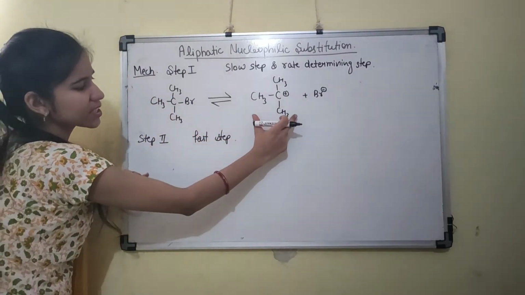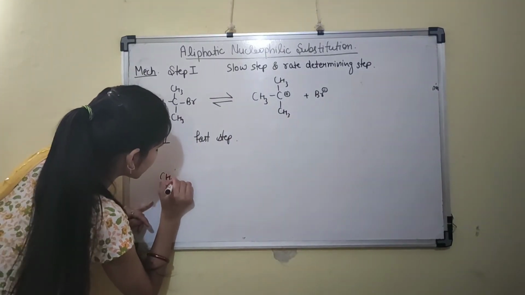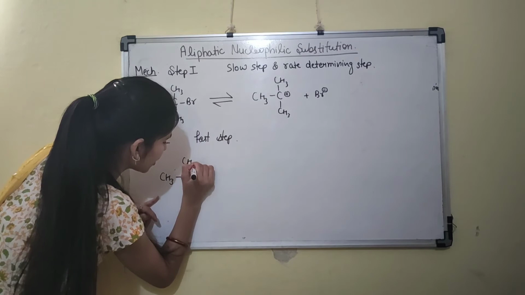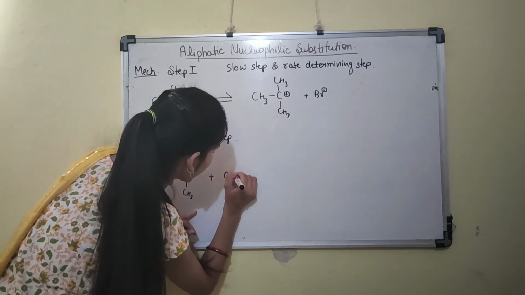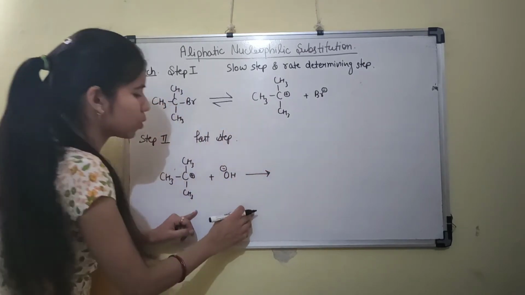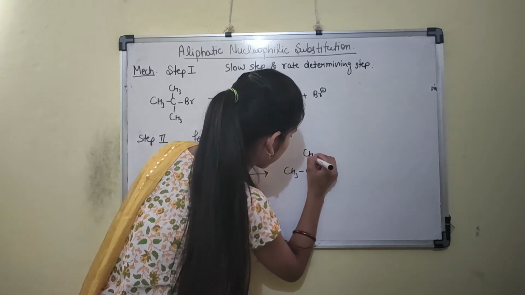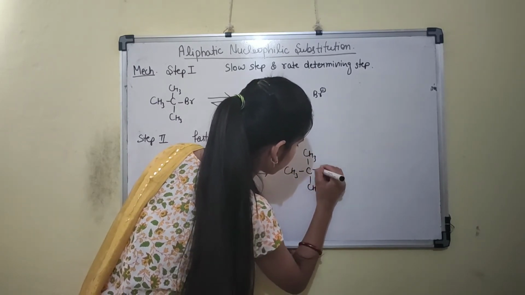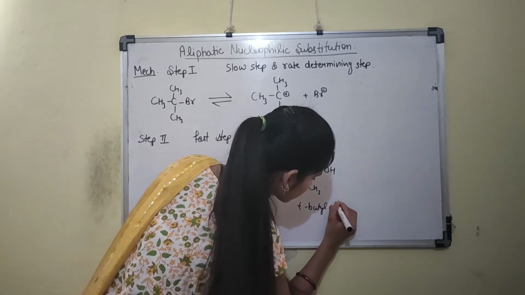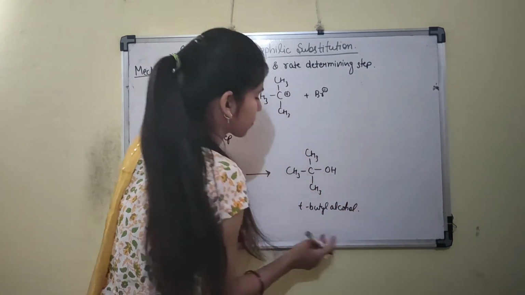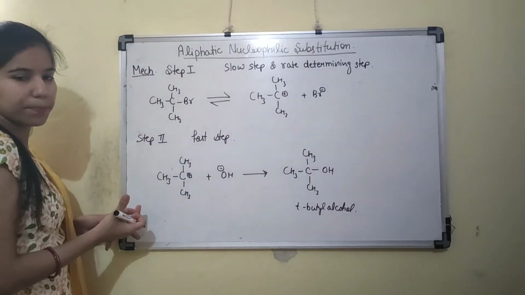In this, the carbocation reacts with the nucleophile. So CH3, CH3, CH3 positive plus OH negative, and they form t-butyl alcohol. So this is a two-step mechanism.